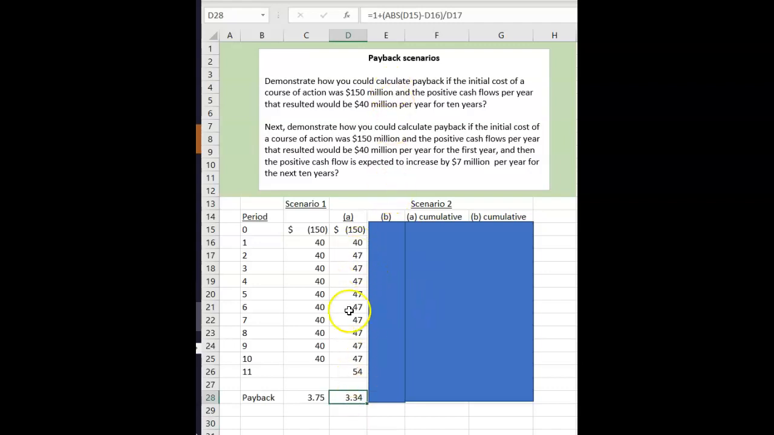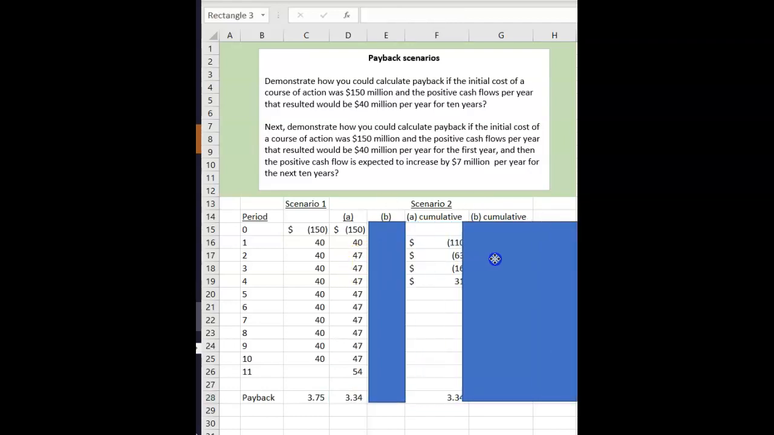All right, so in English rather than Excel terminology, we know 150 minus 40 gives us 110, and we're in the hole 110, so that's 1 year. And then you would take the remaining amount divided by the constant dollar amount of positive cash flows. So you would simply take the 110 divided by 47, and you could calculate this first scenario that way.